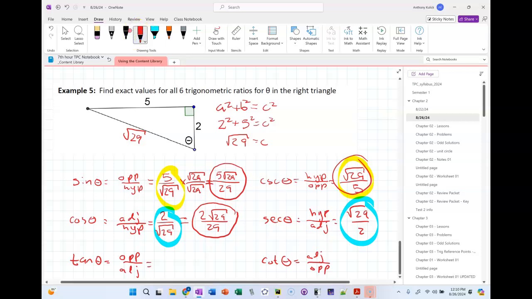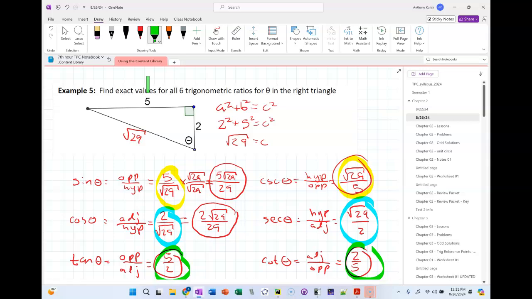What's the answer for tangent? What over what? 5 over 2. Nothing needs to be cleaned up there. How about cotangent then? What's that? 2 over 5. Excellent. And again, that was just flipped. Everybody's okay with what I'm doing here? Circling the final answers and I'm highlighting what I used to get the other one. It's no big deal, right? Not bad.